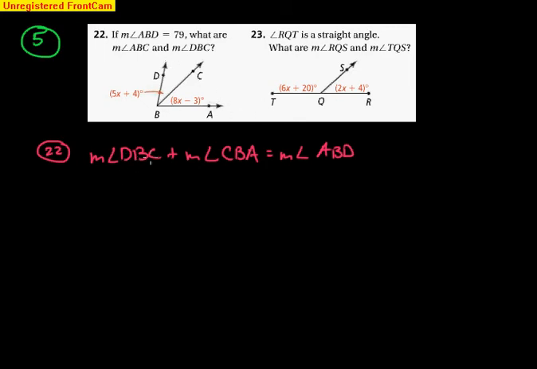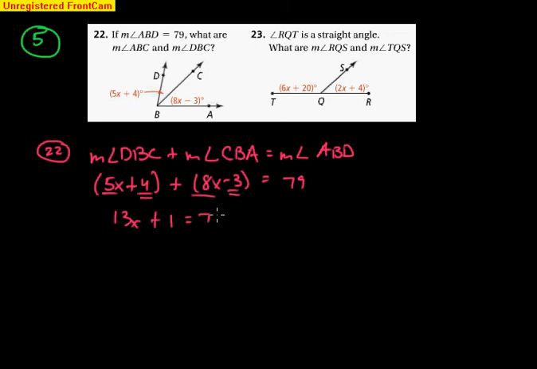Okay? Remember, the outside letters don't matter, it's the vertex that matters. So DBC or CBD, CBA or ABC, ABD or DBA, doesn't matter. So DBC is this angle right here. That's the first one. That's 5x plus 4. CBA is this angle right here. That's 8x minus 3. And ABD is the big angle, 79. So now we just solve. 5x and 8x is 13x. 4 minus 3 is 1.